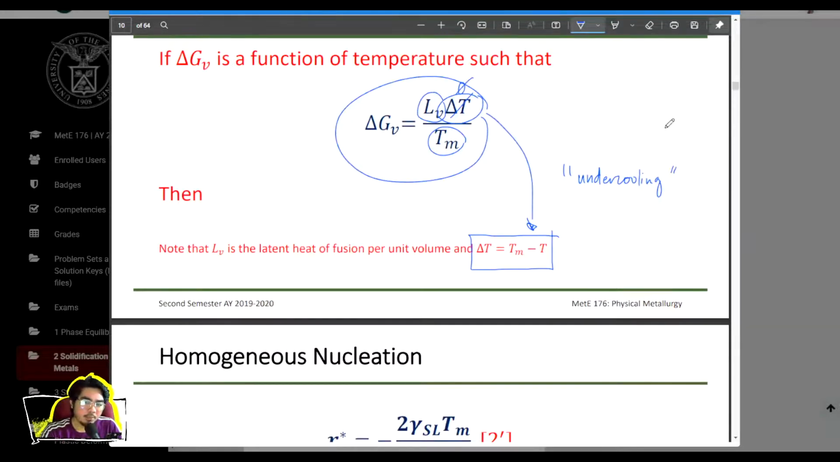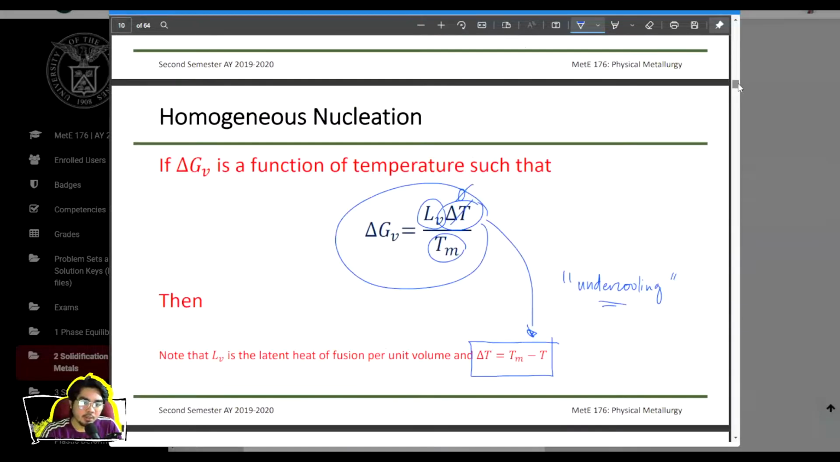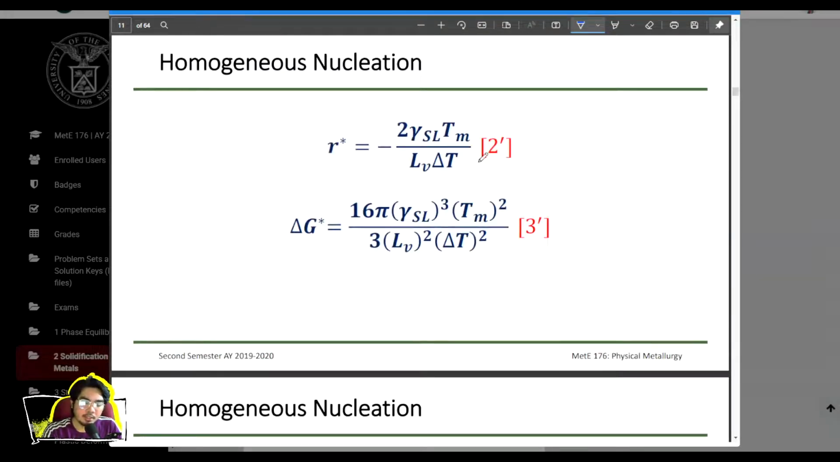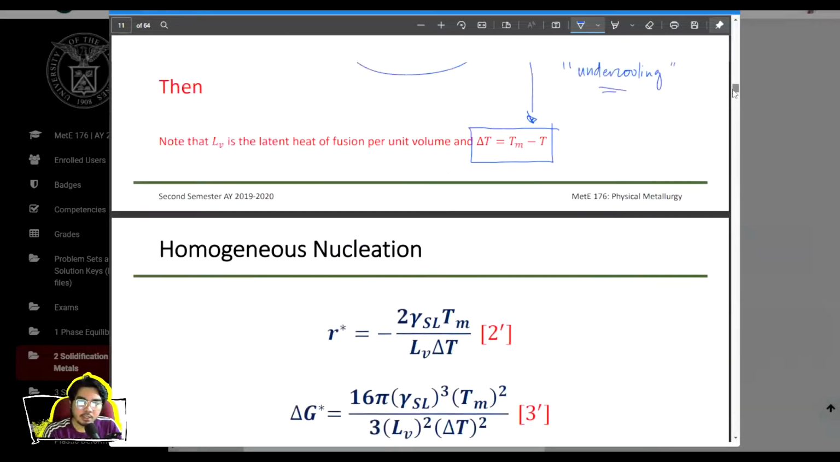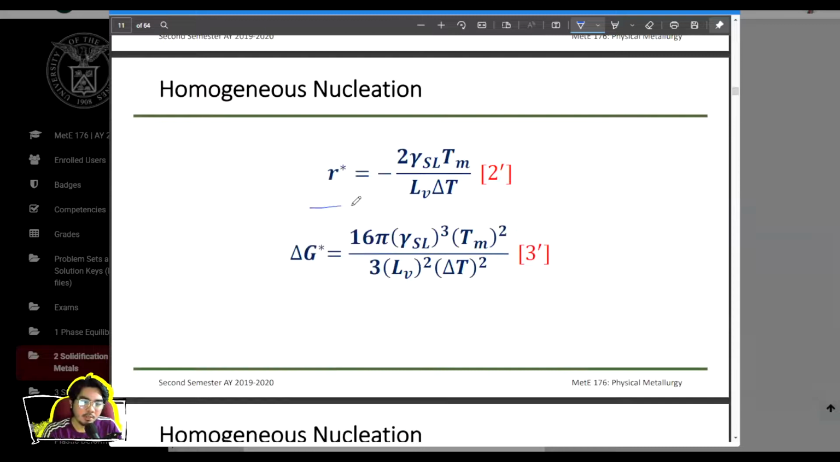So yun yung undercooling, and undercooling is represented by delta T, no? And we will be using this term a lot, no? Kahit dun sa later discussions natin, lalabas yung term na undercooling. Okay? So if we substitute the undercooling, itong delta GV with this one, LV times delta T over TM, we will end up with this equation, no?